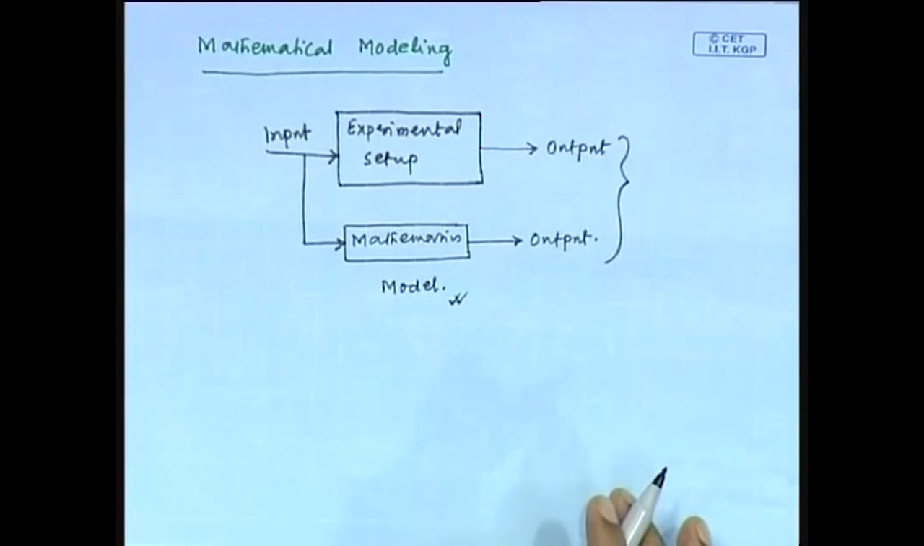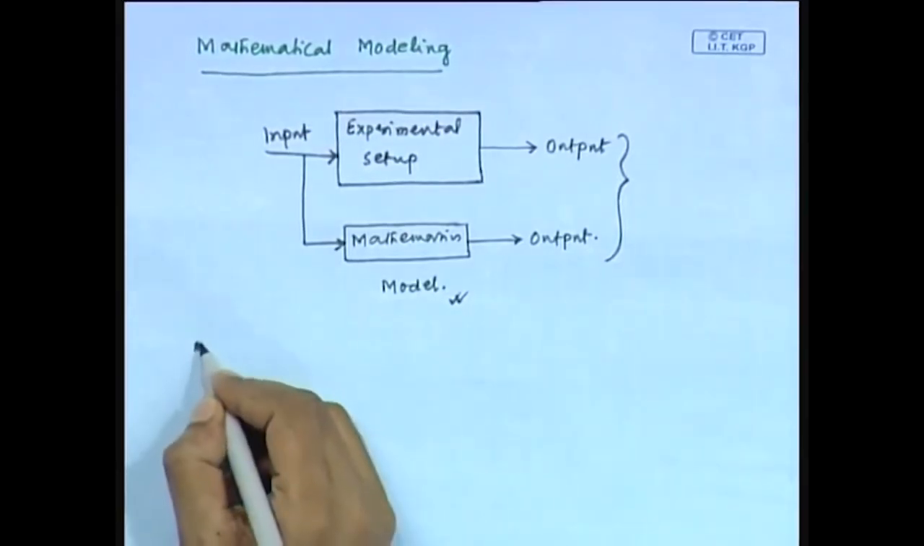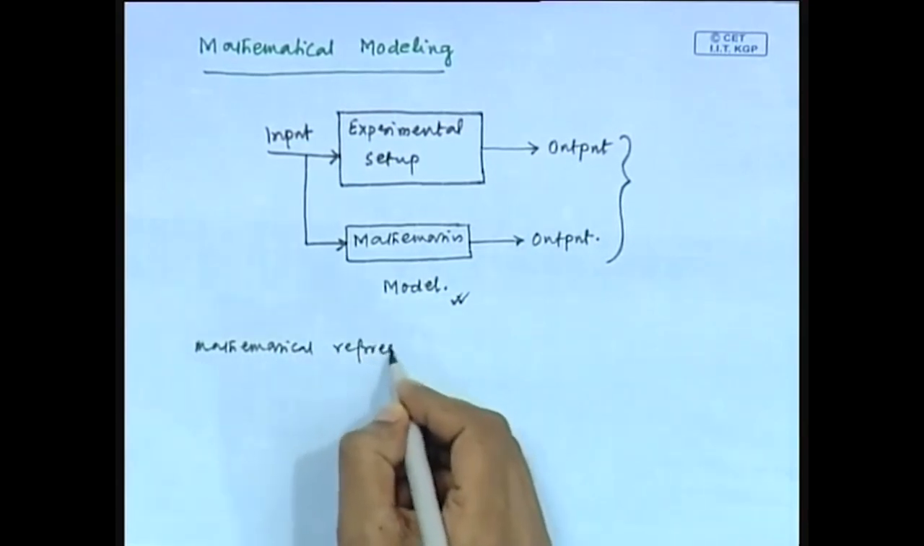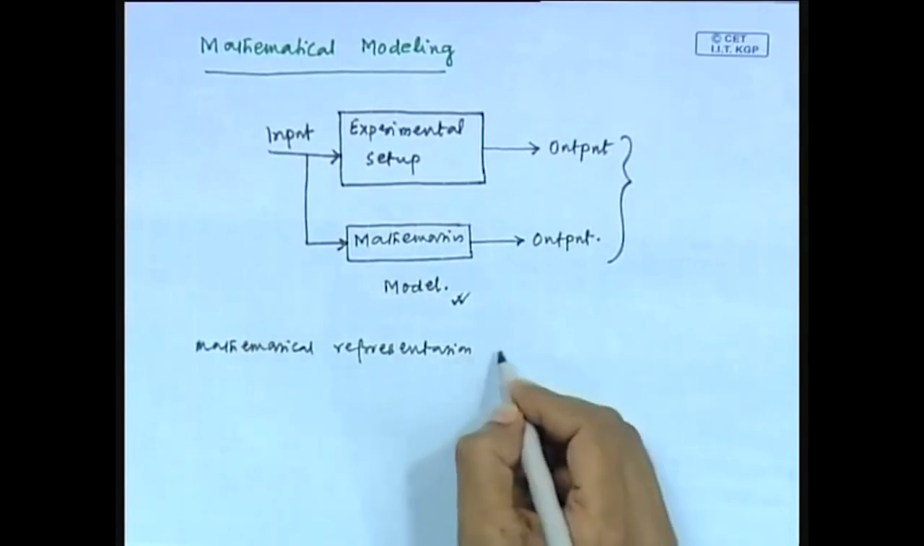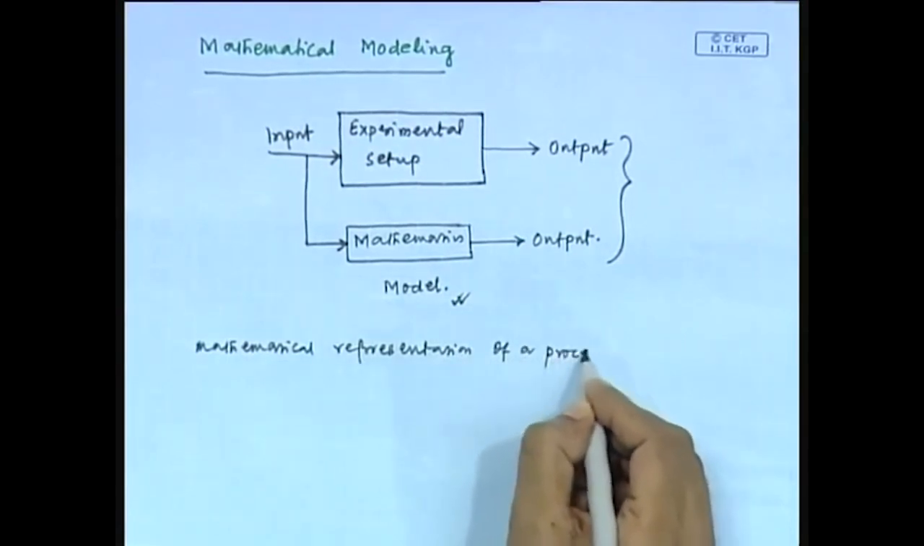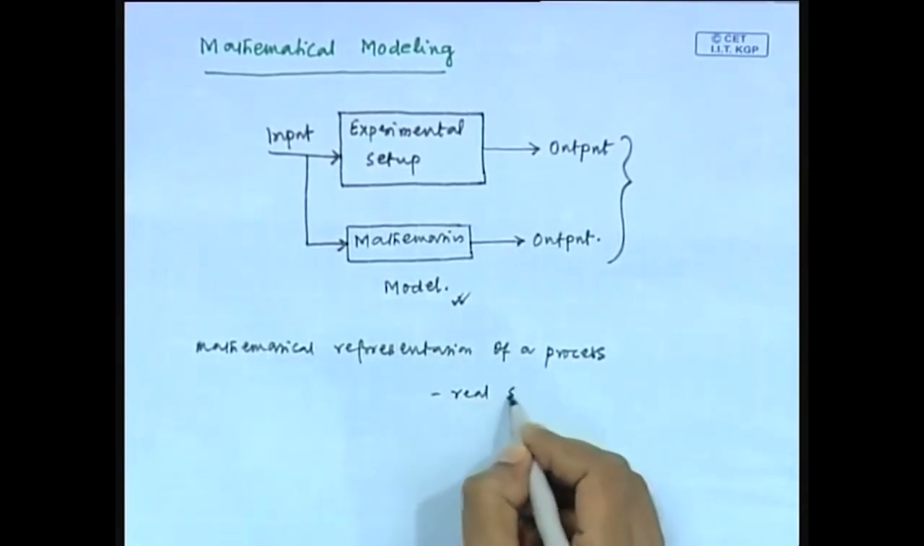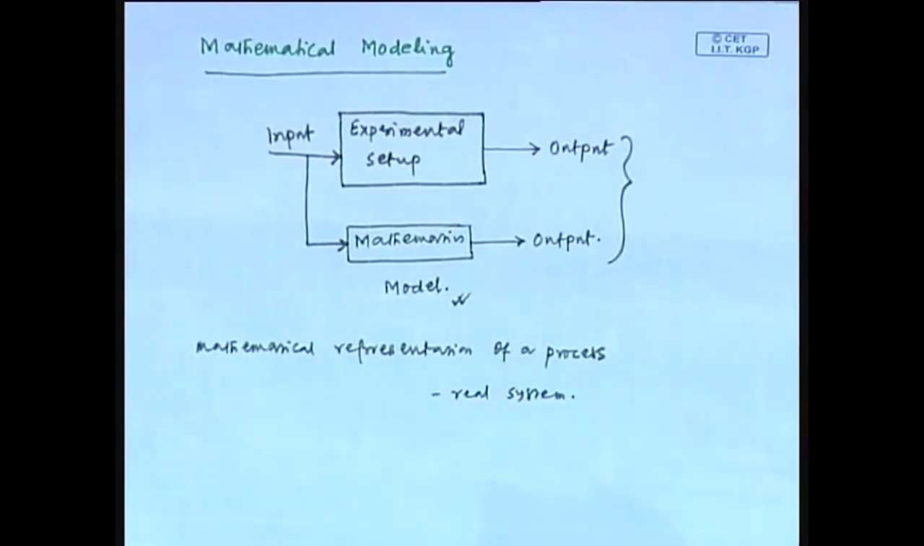So, a model is the mathematical representation of a process intended to promote understanding of the real system. A real system we can represent by using some mathematical equations and correlations. So, this is the definition of model, fine.